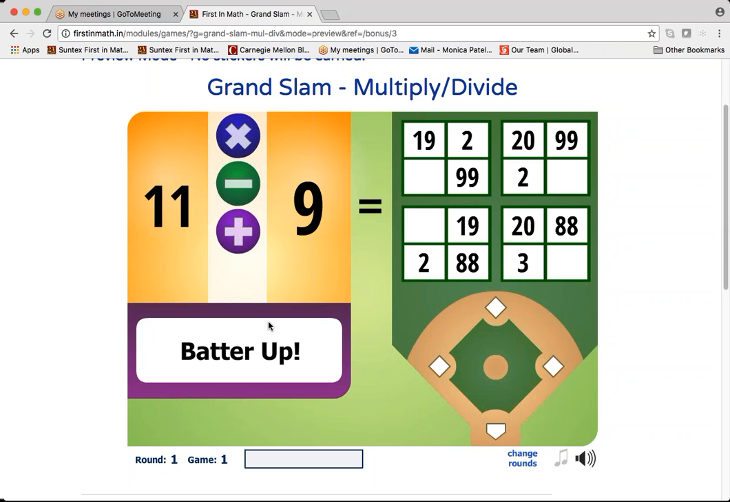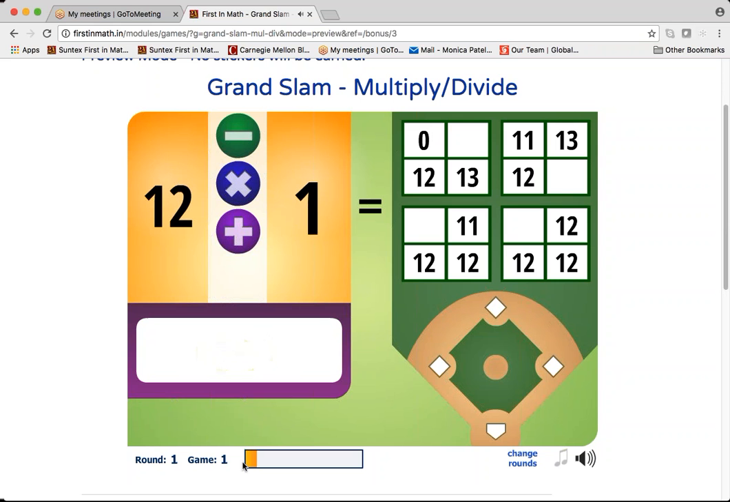Grand Slam multiply divide starts as simple as multiplication, but there's a review of subtraction and addition as well in the beginning. So 11 times 9, 99, 11 minus 9, 2, 11 plus 9, 20. So the answer should be found in a grid that has 99, 20, and 2.